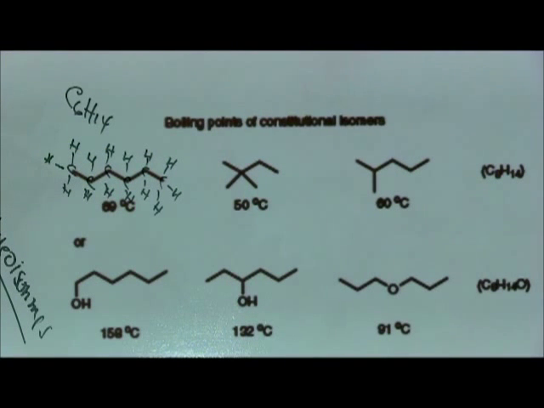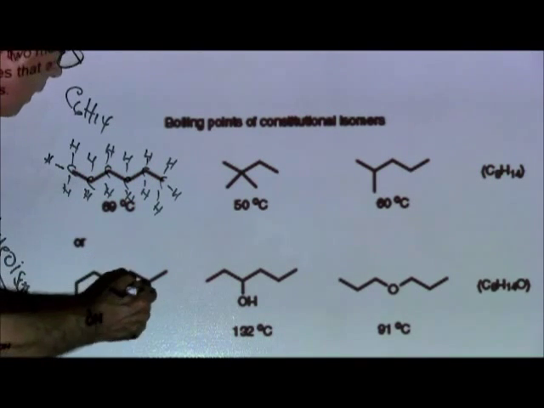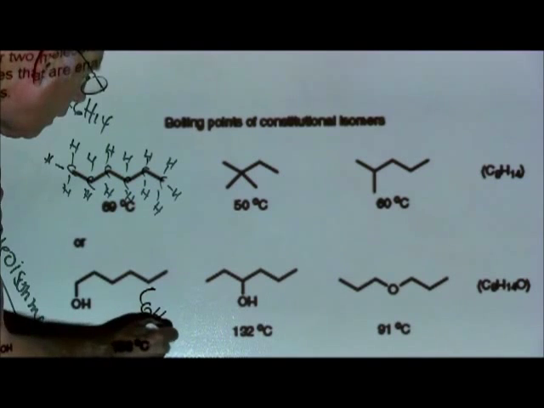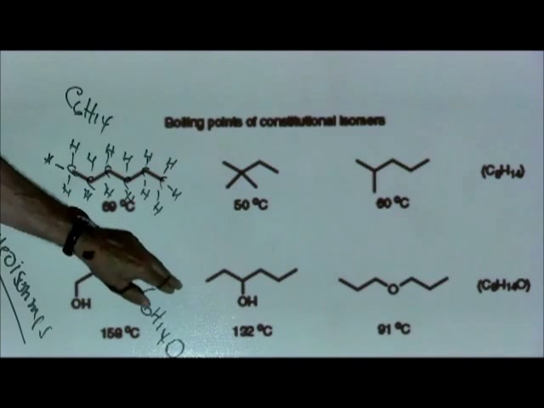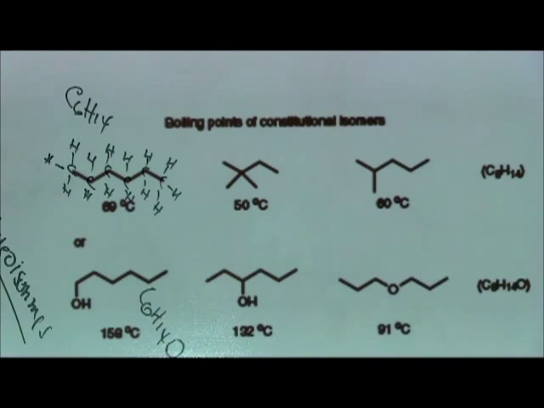All of these down here are C6H14O. What do we mean by C6H14O? Well, C6, 1, 2, 3, 4, 5, 6. There's the O. How about the number of hydrogens? There's 1, 2, 3, 4, 5, 6, 7, 8, 9, 10, 11, 12, 13, and 14. You can put those in yourself. So all these three are C6H14, and all these three are C6H14O.